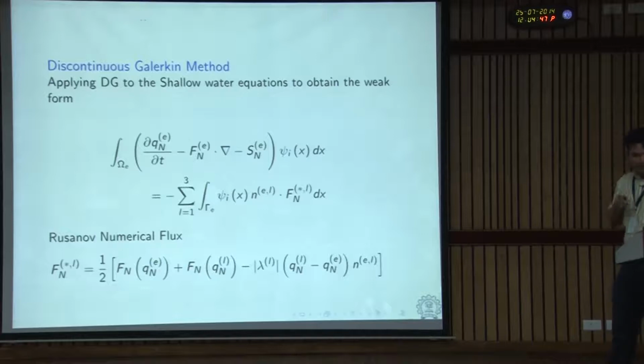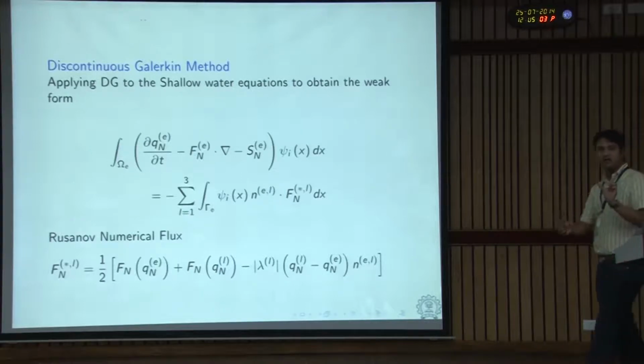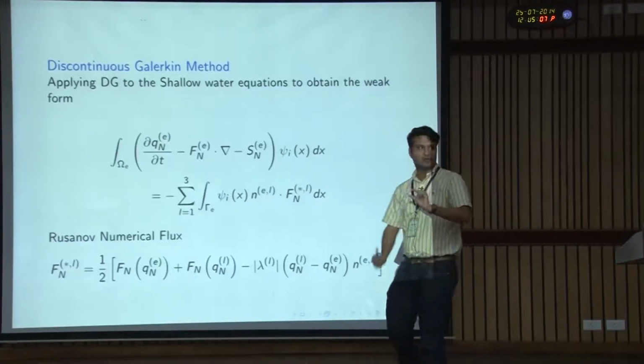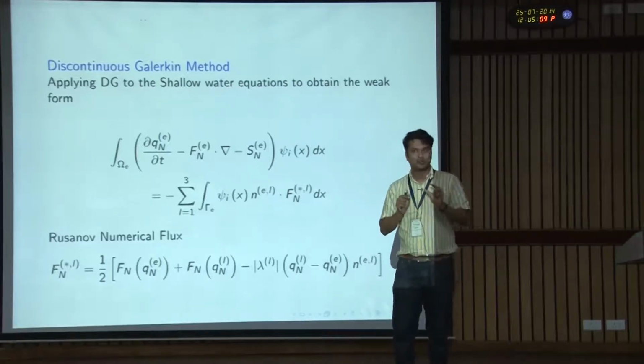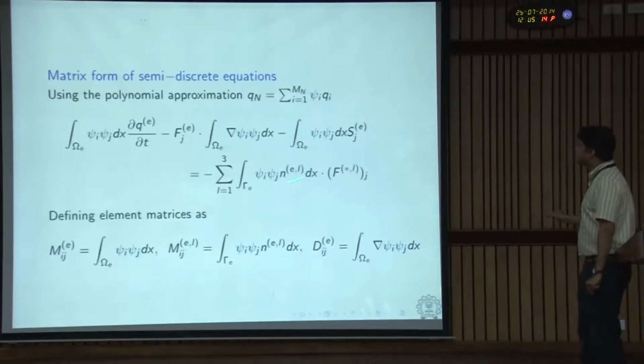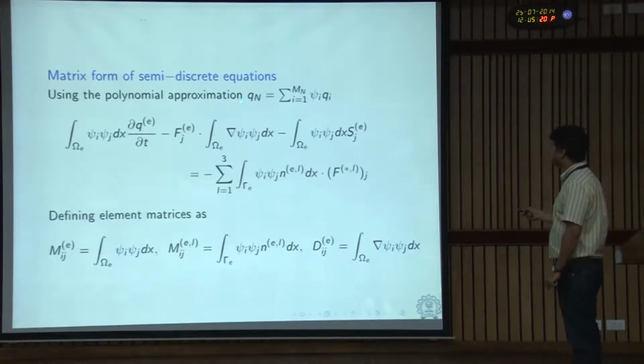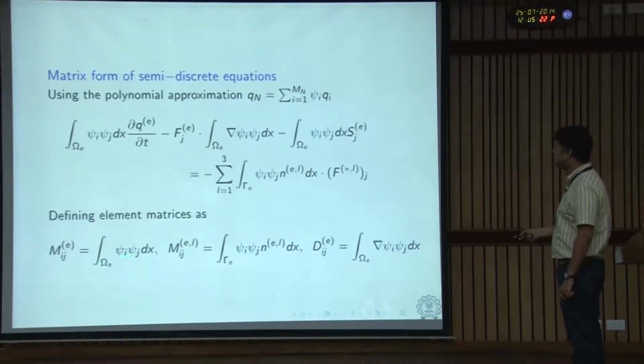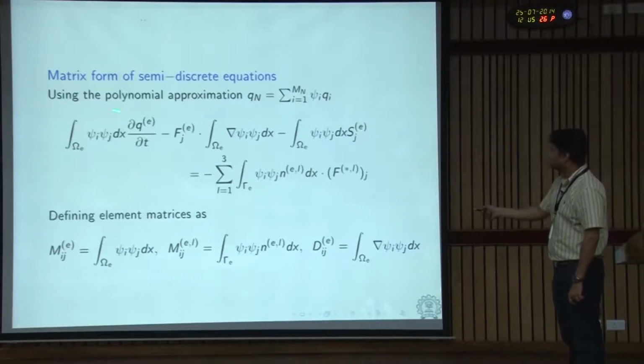Okay? So if you want to apply the DG method, you would basically take the weak form of whatever conservation equation, in this case shallow water, multiply it by your test function, then integrate it, and you would solve your Riemann problem. So all this is done at the local element level, not on the global domain. So the size of your problem is actually very, very small. You can then come up with the matrix form of these semi-discrete equations. You put in your polynomial approximation, and you can define each of these elemental matrices.